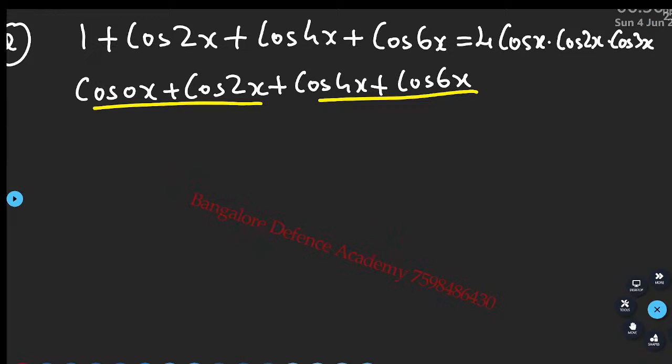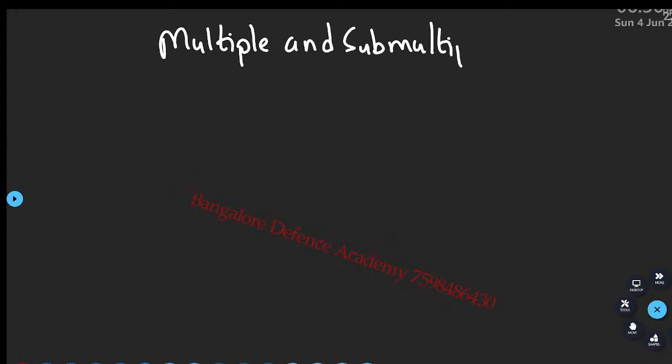Okay. So try this at home now. Take down the next type of questions. Multiple and sub-multiple angles. Next formulas. Multiple and sub-multiple angles. Write down these formulas quickly.